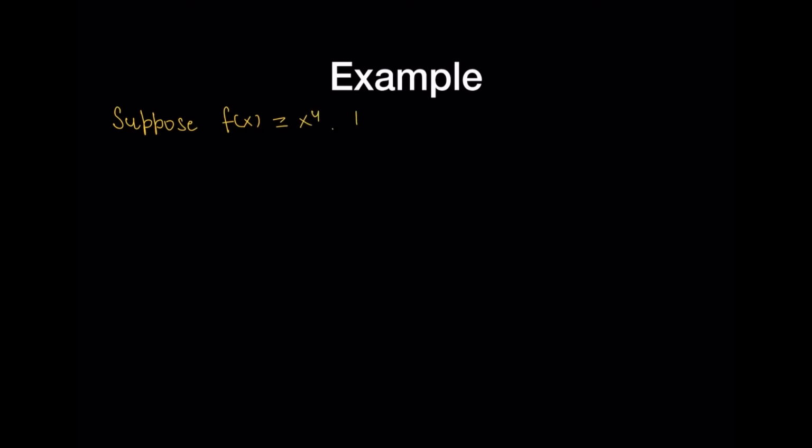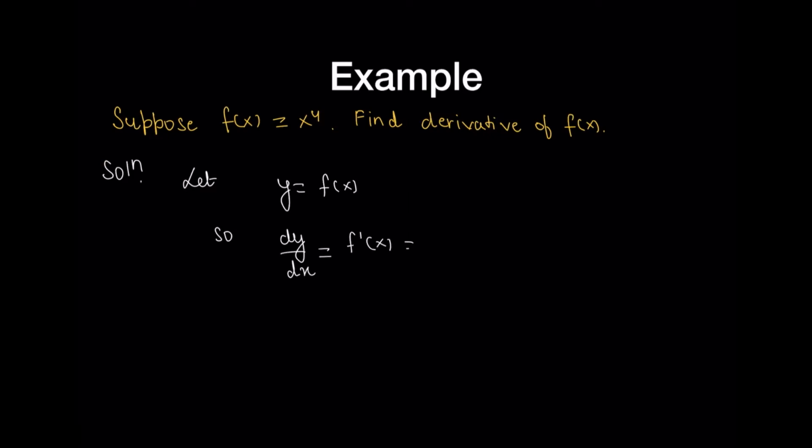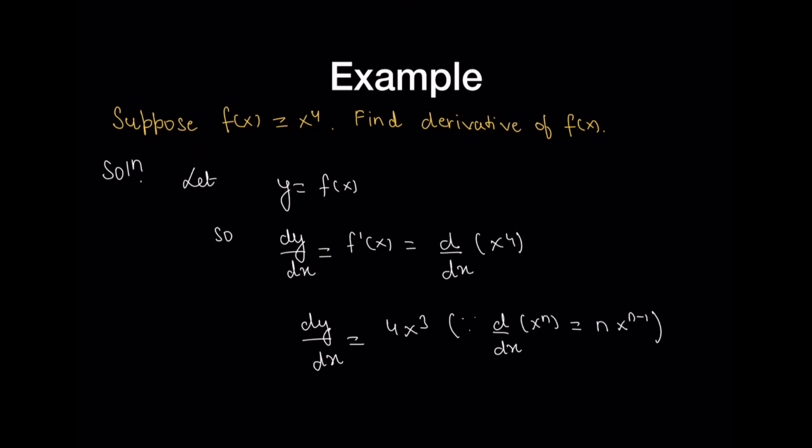Suppose f of x equals x to the power 4, and I want to find the derivative of this function. Let's solve this problem. So let y equal f of x, and so dy upon dx equals the derivative of the function, which is d upon dx of x to the power 4. By using this theorem, I can write it simply as 4x cubed, where 4 is the power which comes ahead of the x, and the power of x is reduced by 1. That's how we have 4x cubed.